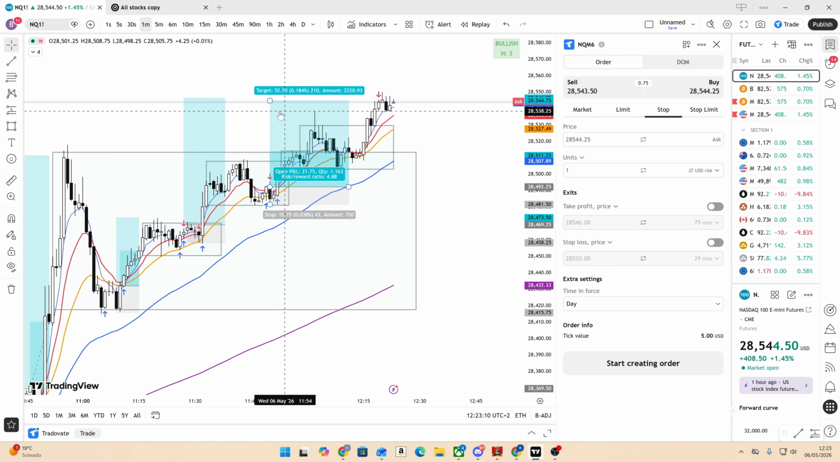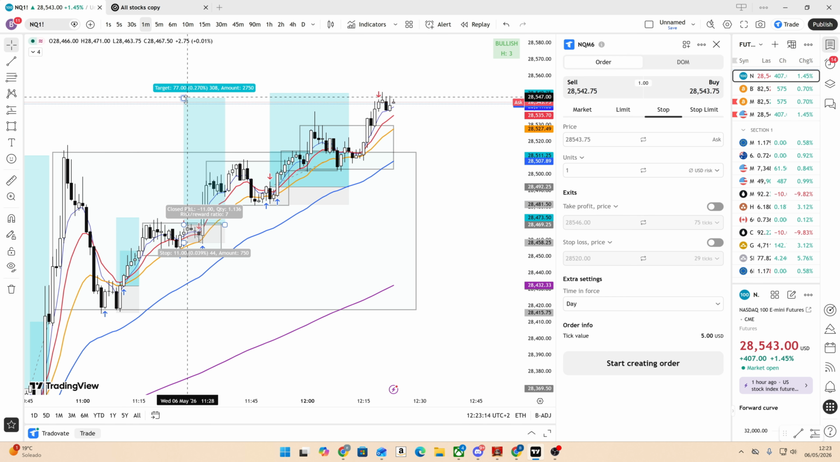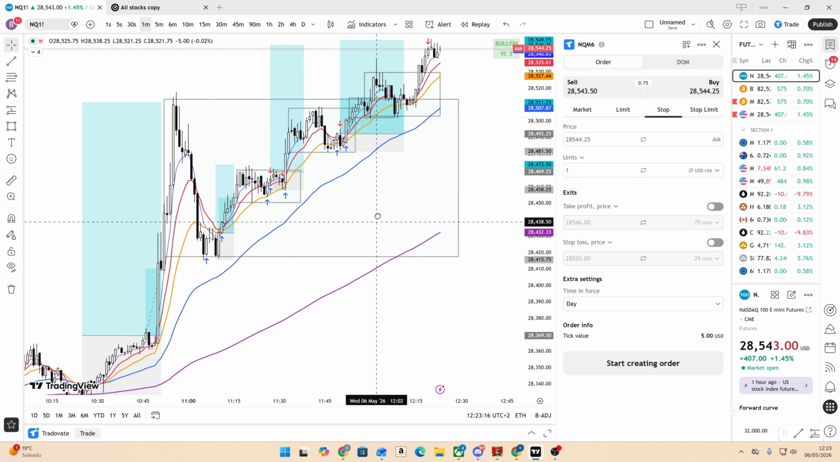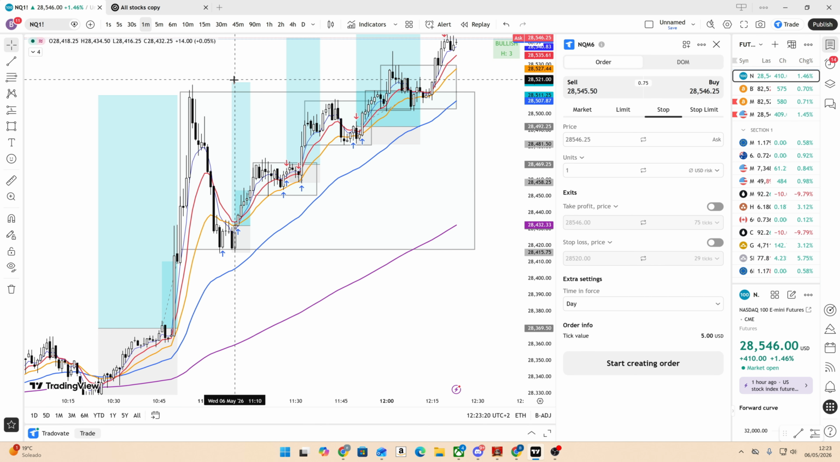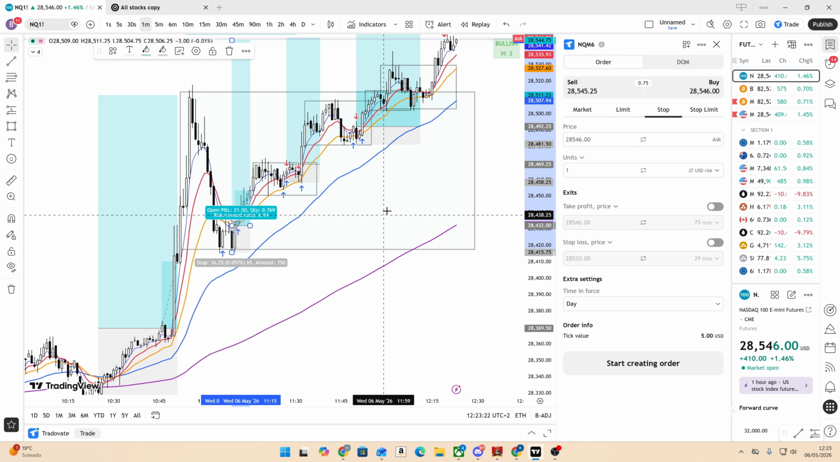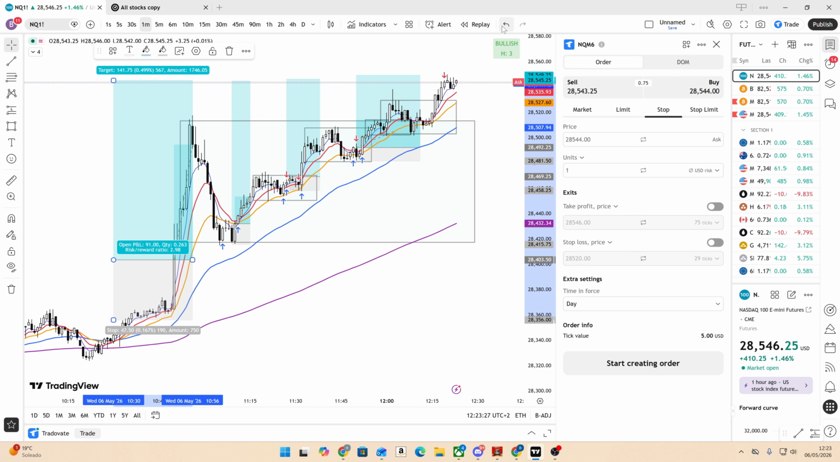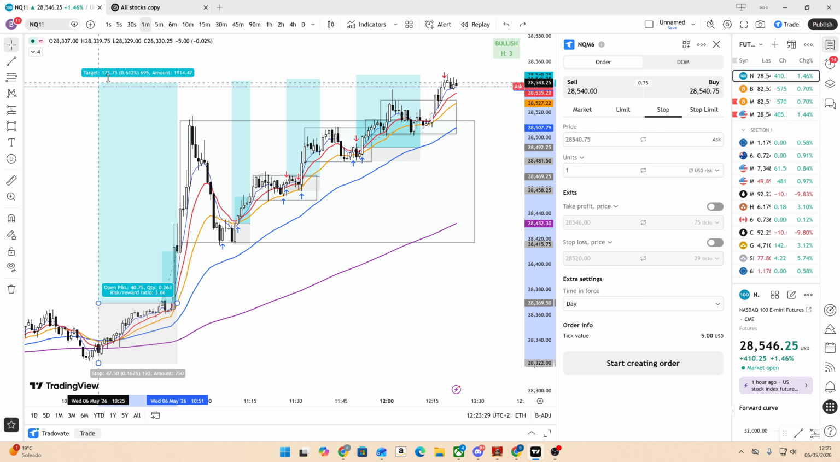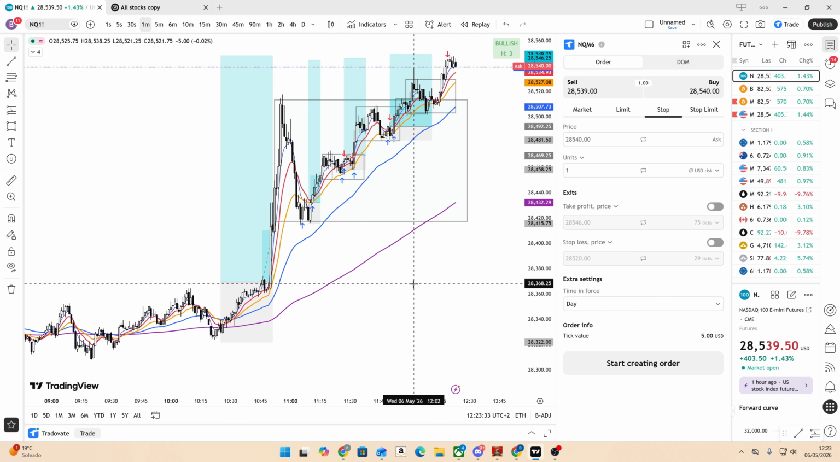And yeah, that's how we got funded. It was a 4.3 RR trade. This was a 7 RR trade. This was basically a break even, but if we just look at it, this was a 6.9 RR trade, and this was a 3.76 RR trade. So yeah, just take advantage of those good opportunities.